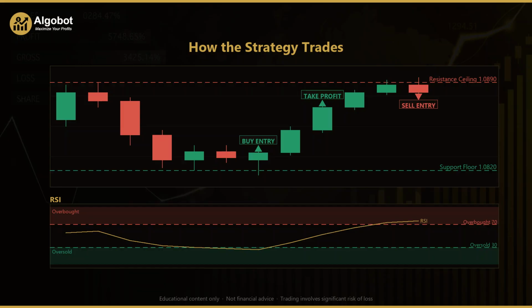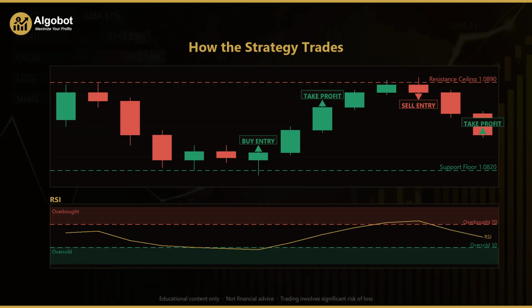Now the second half of the story. Price keeps pressing higher, working its way up toward the resistance ceiling. In the panel below, RSI rises with it, climbing above 70 and entering the overbought zone shaded red. Once again, the strategy is watching for exhaustion at a structural extreme. Look at the sell entry marker.